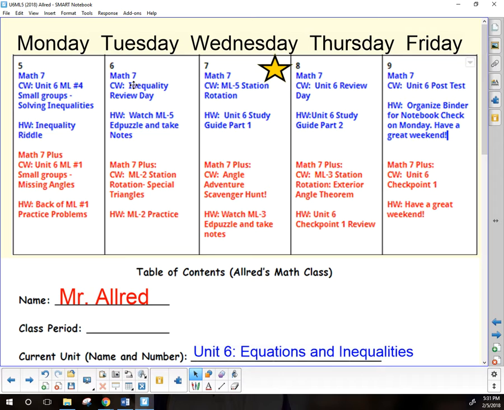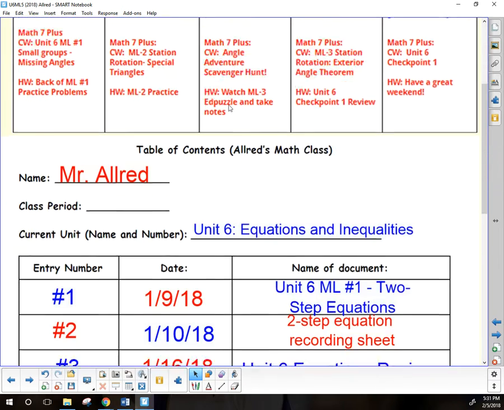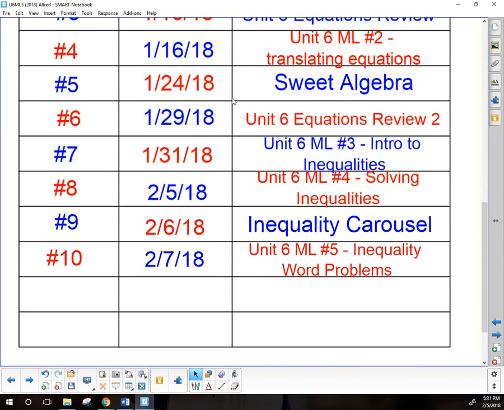Right now it's Tuesday night, hopefully, and you're watching mini lesson number 5, Ed Puzzle, and taking notes on it. Tomorrow night for homework, you'll have Unit 6 Study Guide Part 1. This is entry number 10 in the table of contents. Today's carousel in class is entry number 9.